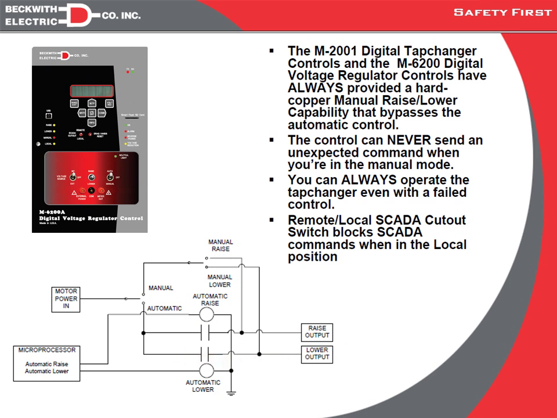So this is a very important safety issue. With a lot of the other panels, the motor power is brought directly to the control and remains on the control. And therefore, if you're in manual but an output gets up, it has motor power and it will tap even in manual. With the Beckwith panels, the motor power is broken before it gets to the control's outputs. So it would be equivalent to pulling the fuse. As long as it is in the off or the manual position, there is no motor power to the contacts, and even if this raise or lower contact were to energize, it would have no impact on the operation of the regulator.